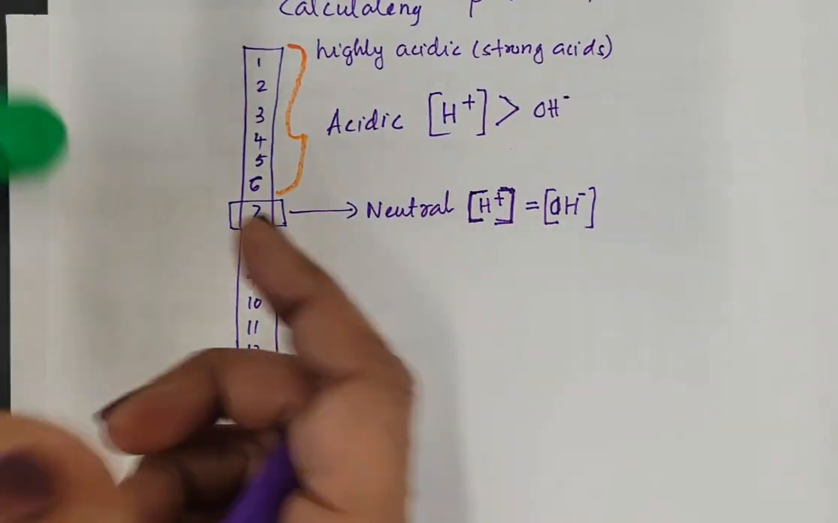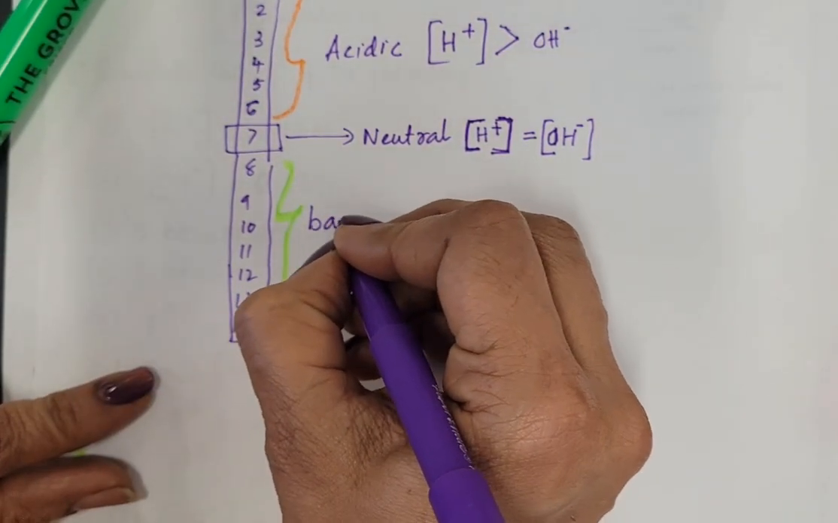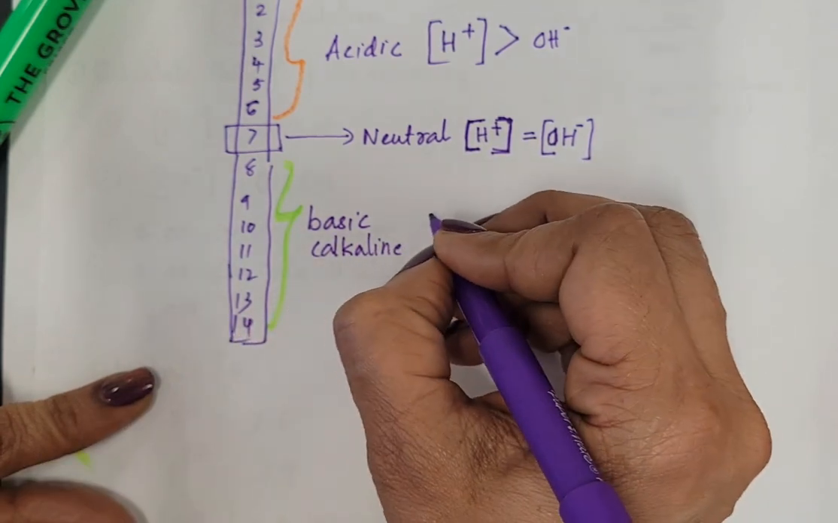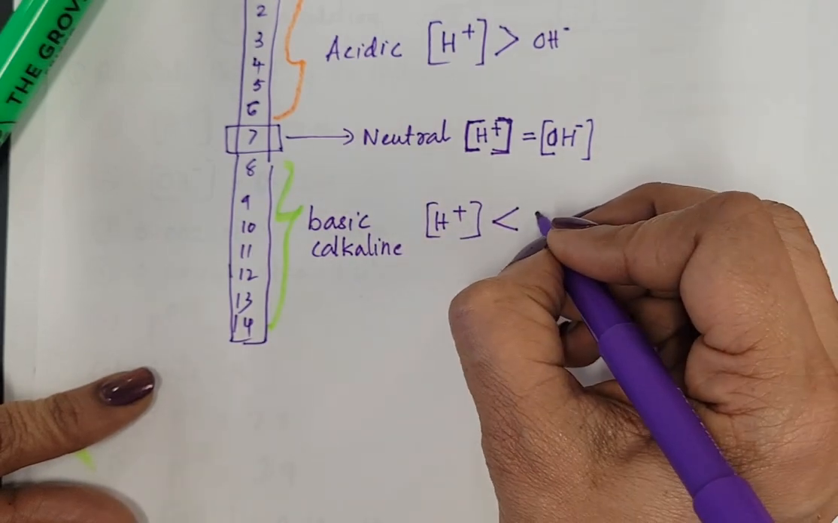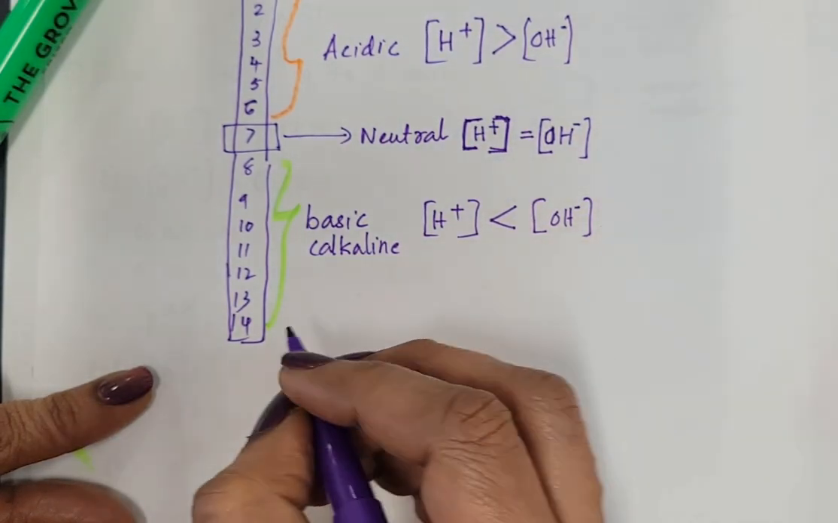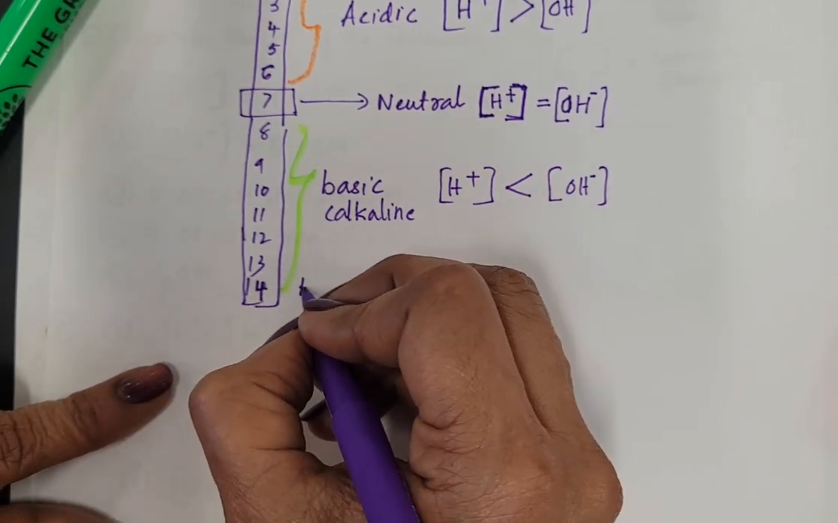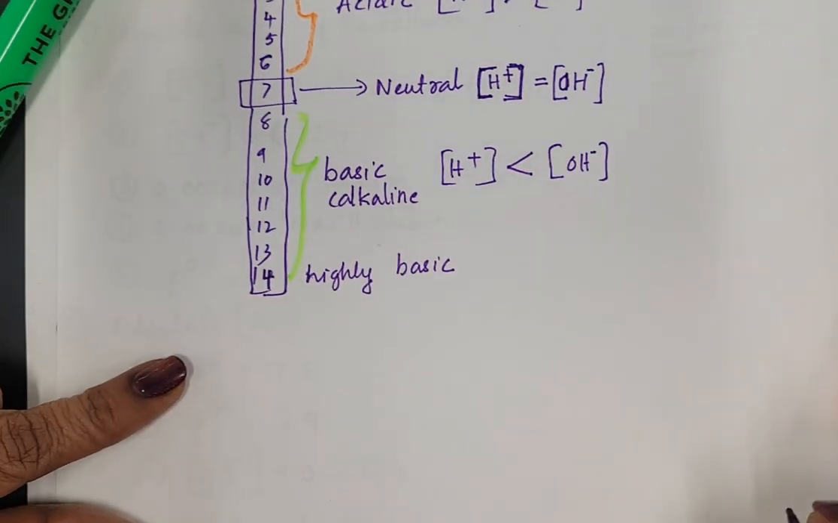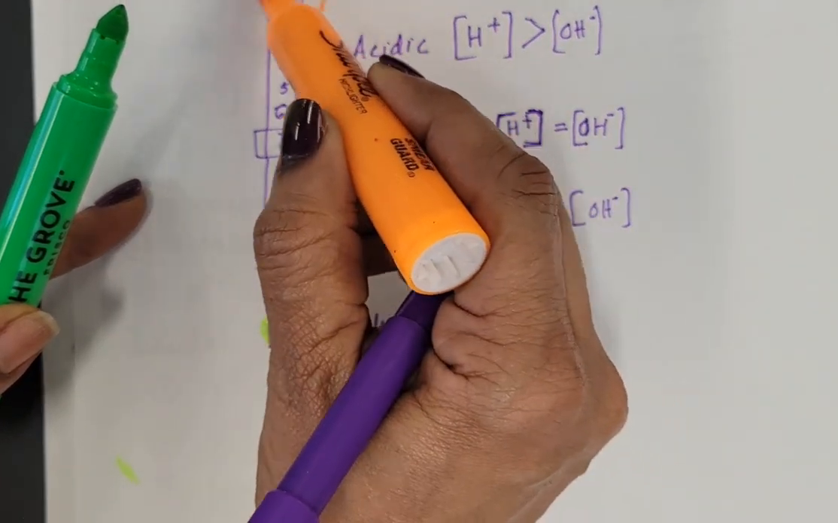Then if pH is above 7, they are called basic solutions or bases, or another name we can use is alkaline. Here the concentration of H plus ions will be lower than the concentration of OH minus ions. When pH is higher, that means it is highly basic. So these are the ones with high basicity, and this will be high acidity.